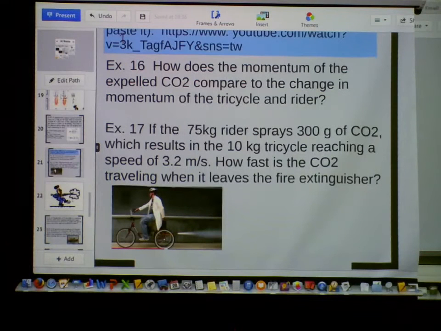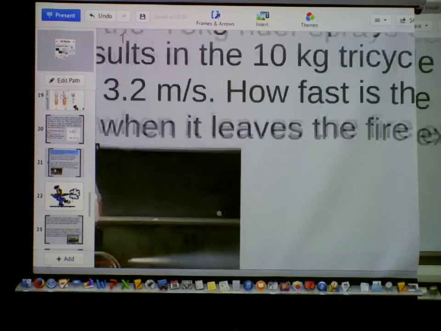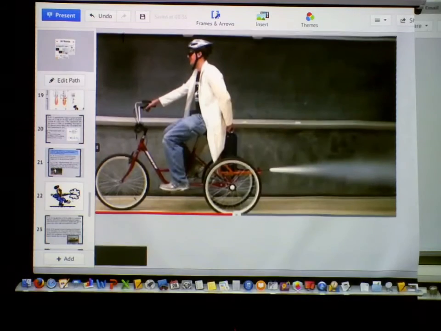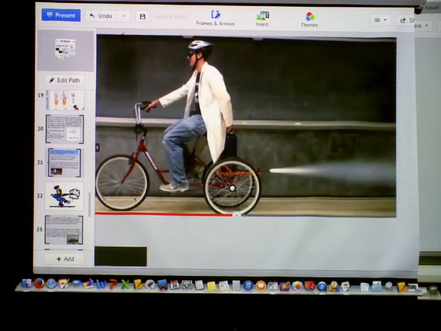Here you go. Example 16. How does the momentum of the expelled CO2 compare to the change in momentum of the tricycle and its rider? All right, well, let's take a look at this picture real quick. Okay, so here's the picture. Which way is the momentum of the expelled CO2? To the right or to the left?